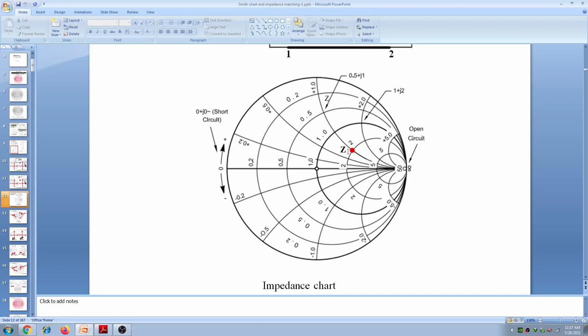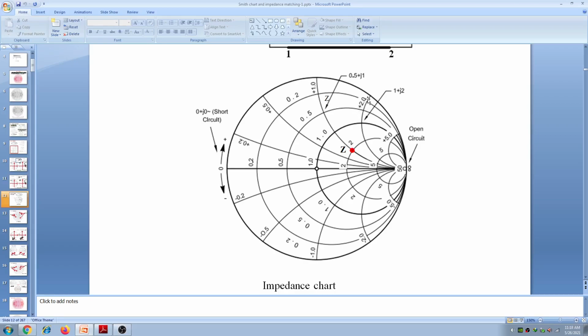And resistance values are written here. So this is a resistance circle. What is the value of this circle? Resistance value 0.2. What is the resistance value of this circle? It is 0.5. Similarly, this is a reactance circle. What is the value of reactance? It is plus 1, because it is above. The upper part is associated with the plus x values; whatever circles are above this line are associated with plus x values.